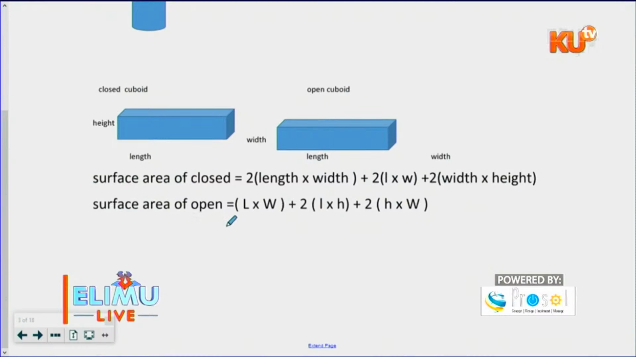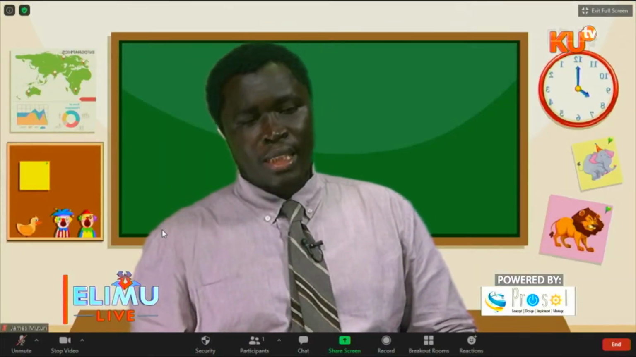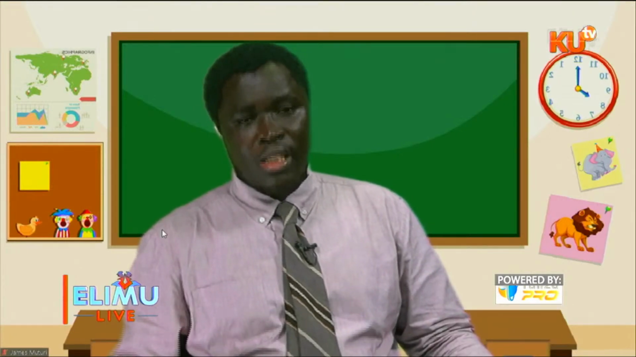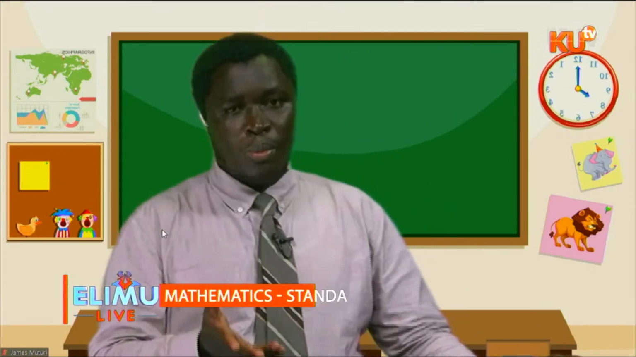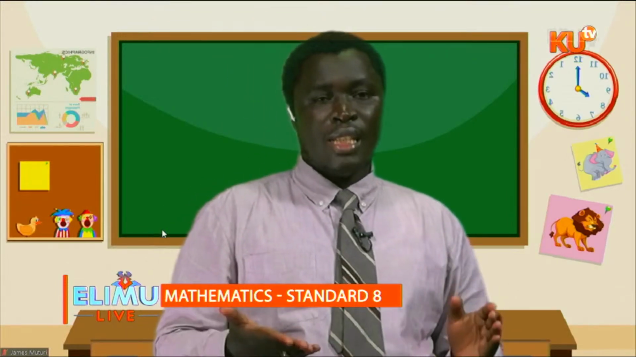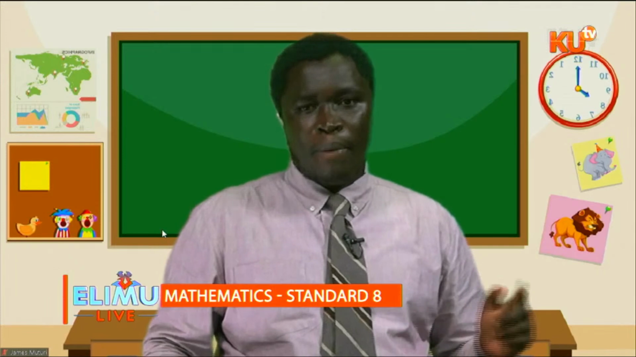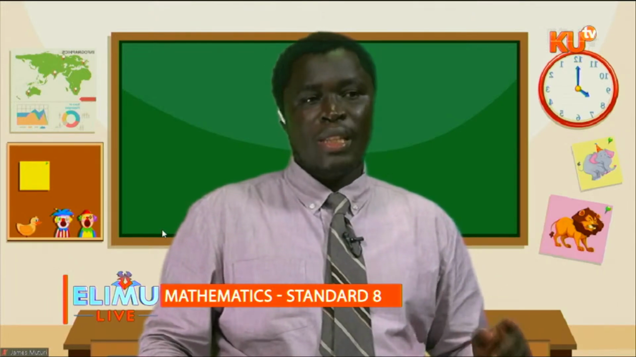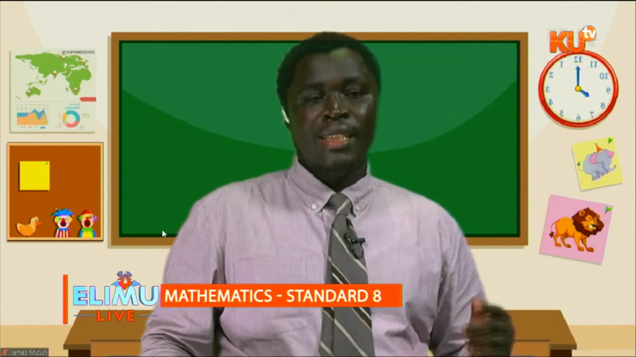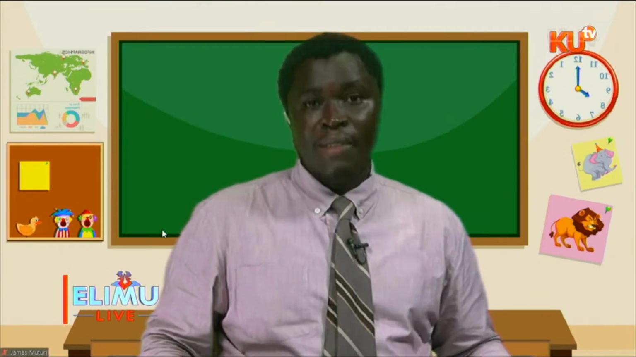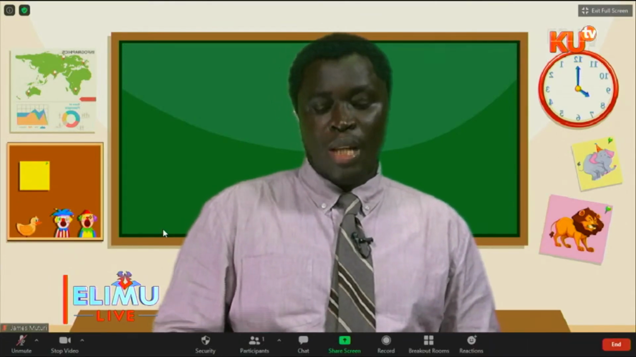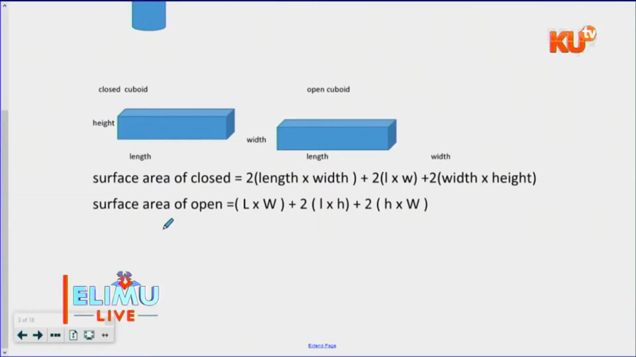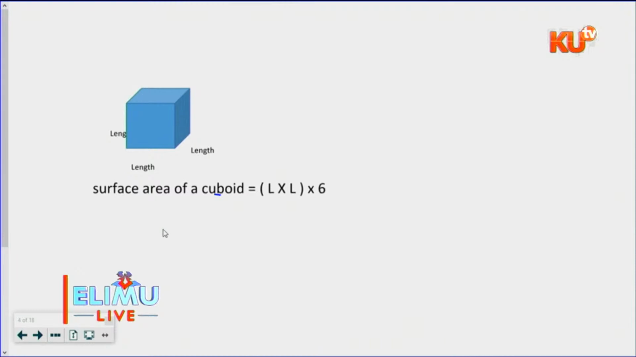Open cuboid: I've said be very keen on the face that is open. After you've realized the face that is open, you'll continue with the formula as it flows. You check, in our case here, it was top. So we say surface area is equal to length times width, bracket, plus 2 into length times width, plus 2 into width times height, because we identified the face that is open and we've used the formula appropriately. Okay, good. This one will take me to the third shape.